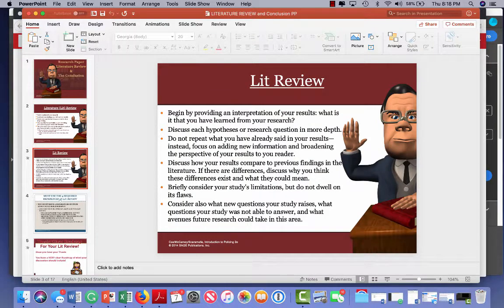All right, so the lit review. You begin by providing an interpretation of your results. What is it that you've learned from your research? You're going to discuss your hypothesis or research question more in depth. Remember, do not repeat what you've already said in your results. Instead, focus on adding new information and broadening the perspective of your results.